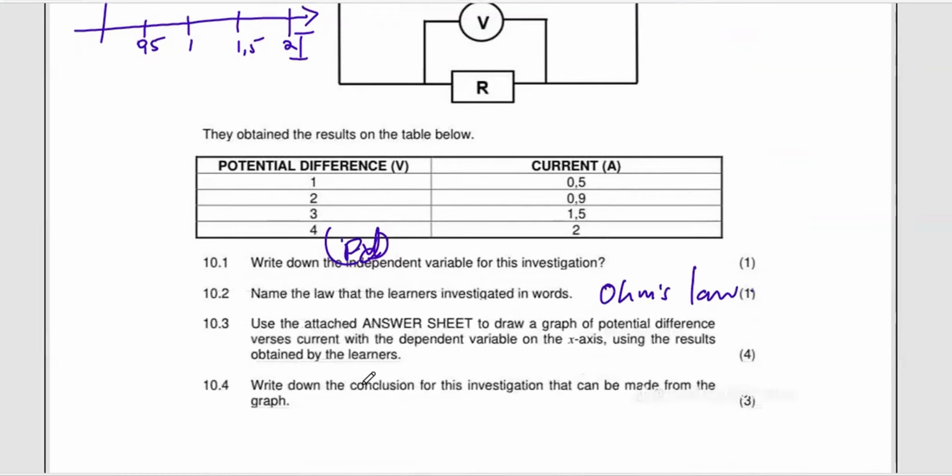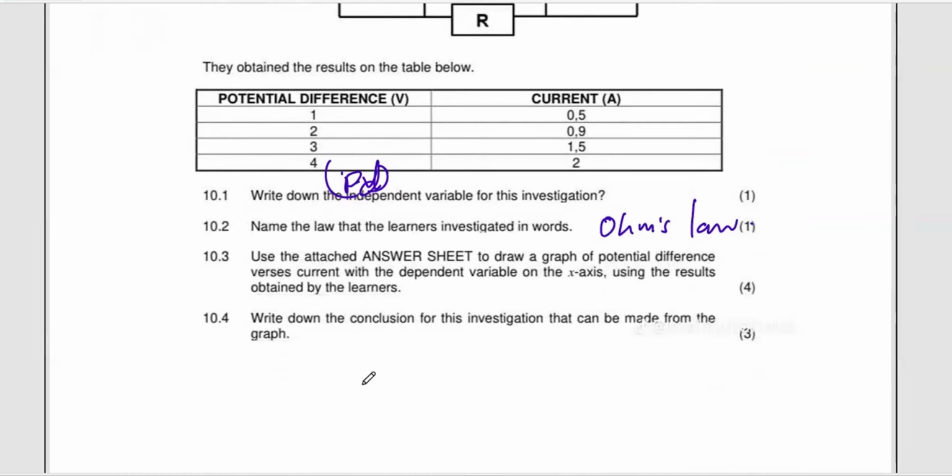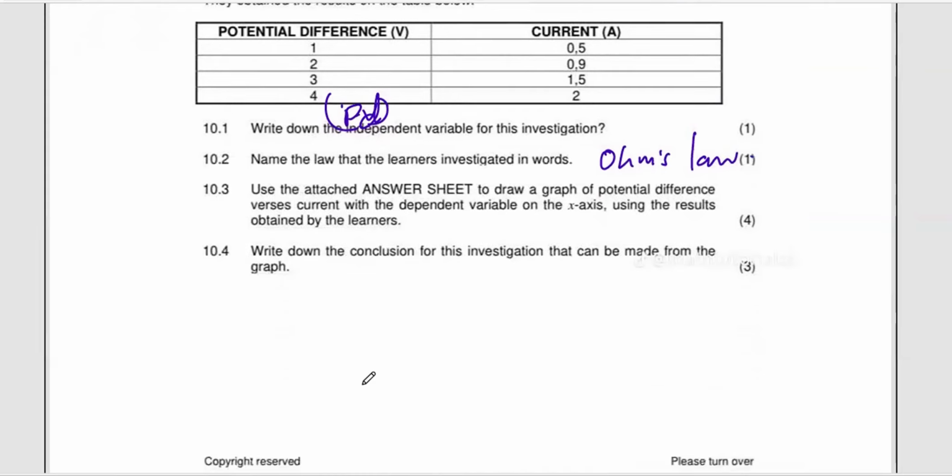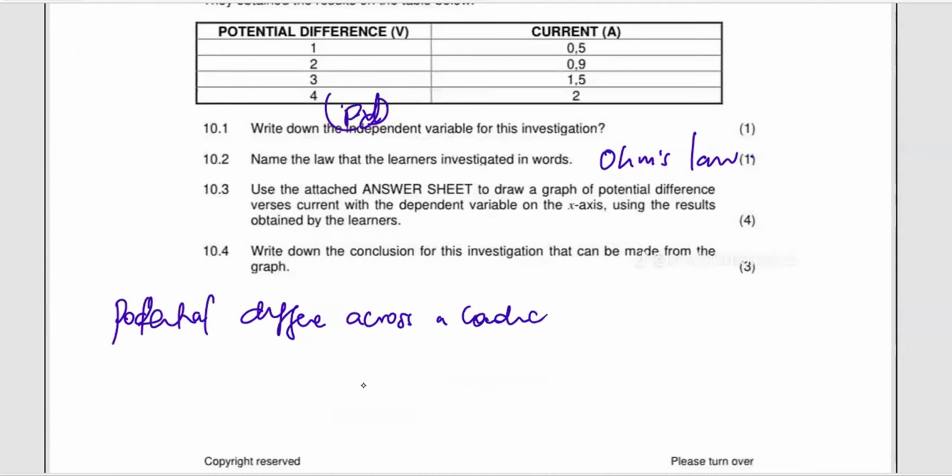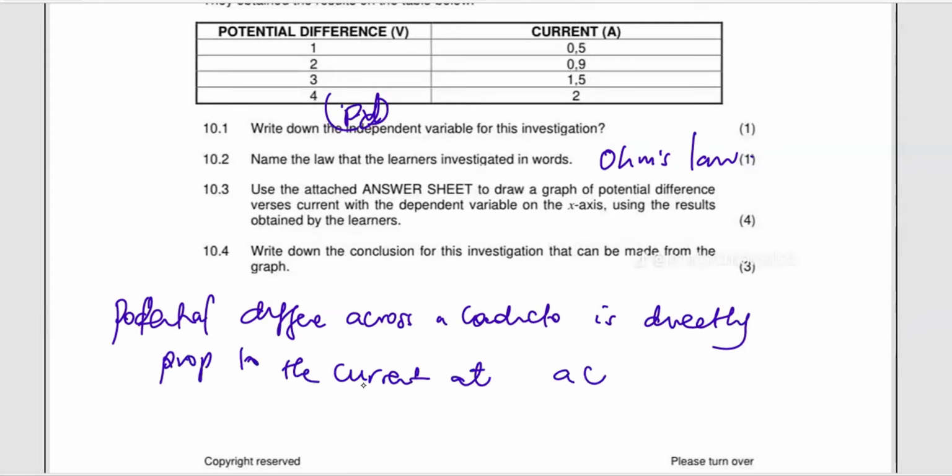And then 10.4: write down the conclusion for the investigation. The conclusion is going to tell us that the potential difference across a conductor is directly proportional to the current at a constant temperature.